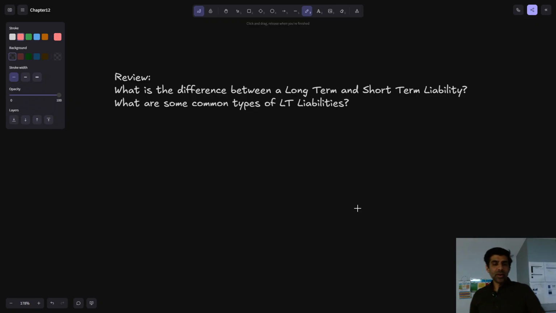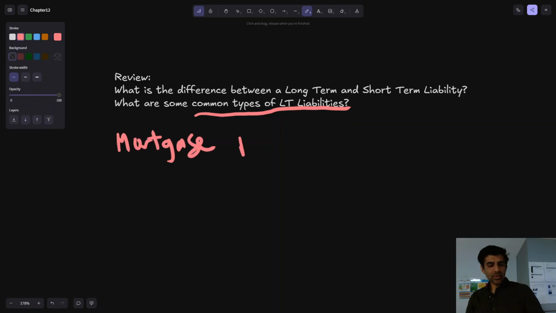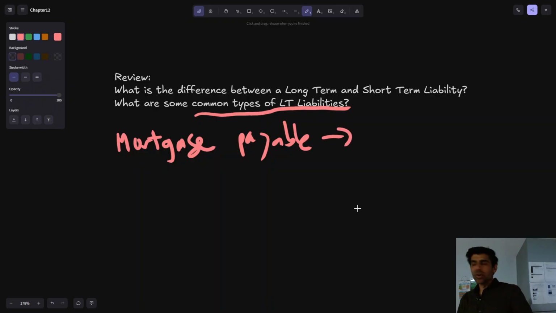Okay, so we've mentioned some of these. What are some common types of long-term liabilities? I've just mentioned them as I've talked about this chapter. Yeah, Tyler. Mortgage payable. Okay. What else? Anyone else? Because typically, we think of residential mortgages. What's the typical length of a residential mortgage, like the mortgage your parents may have on their house? 30 years. Yeah.